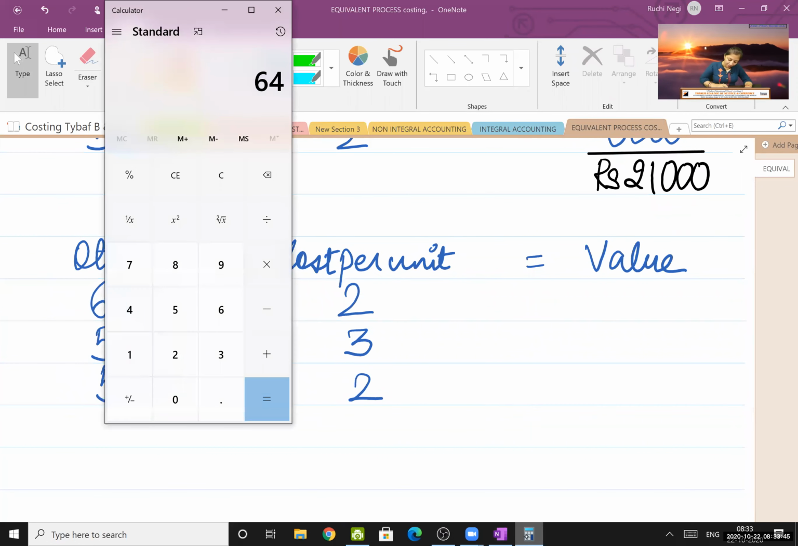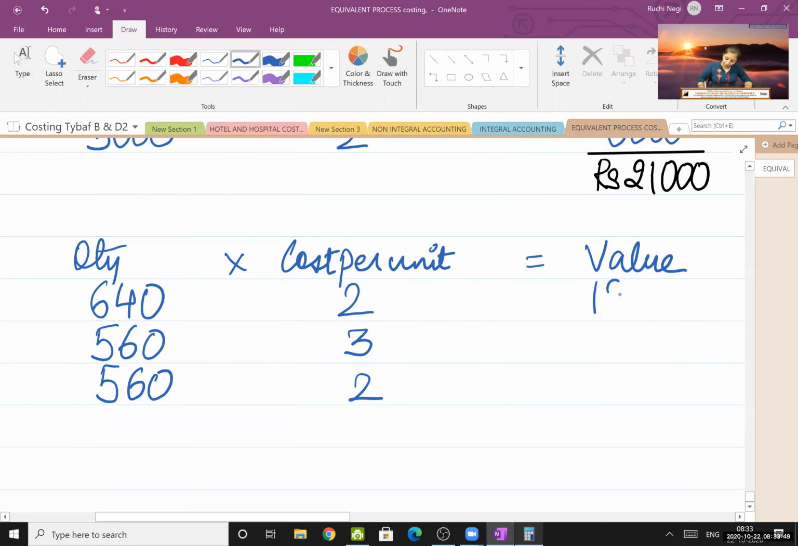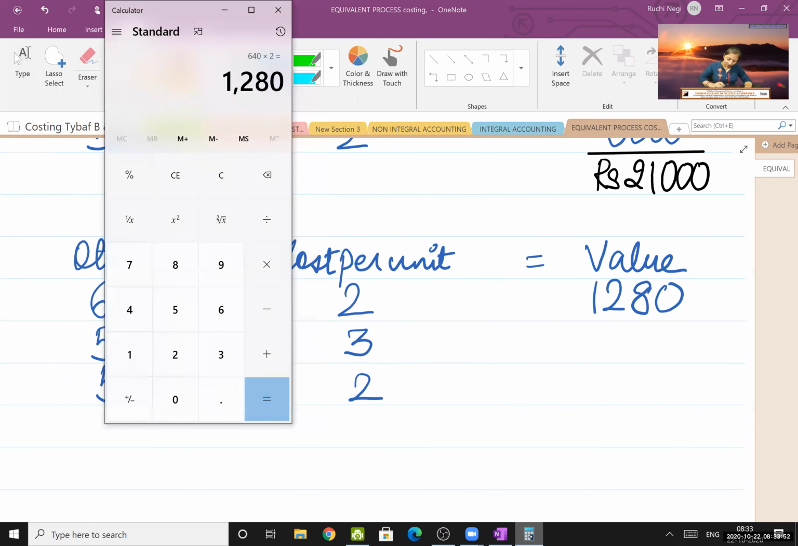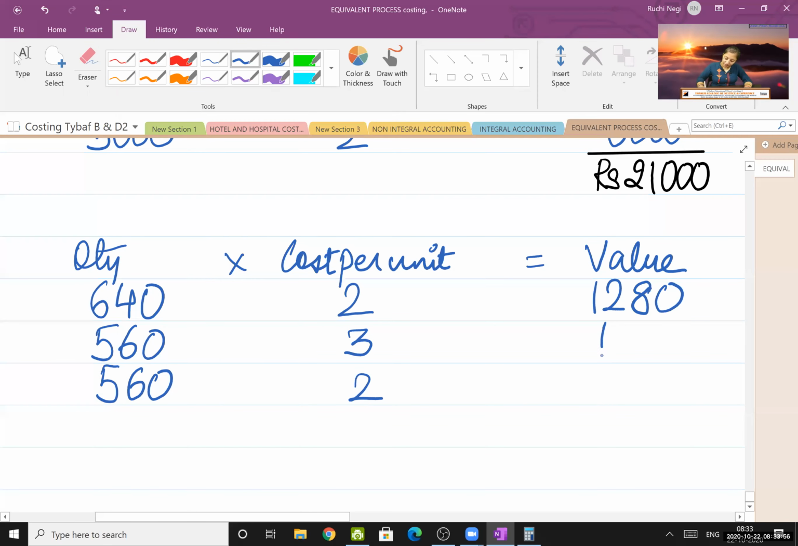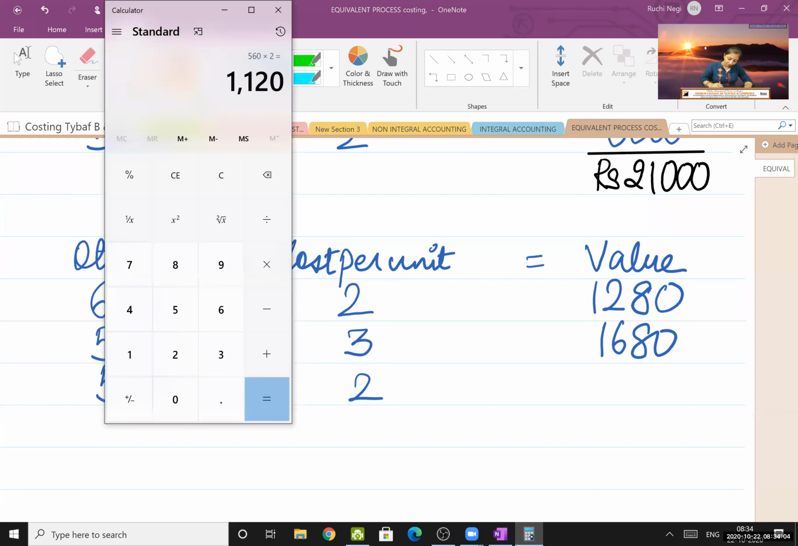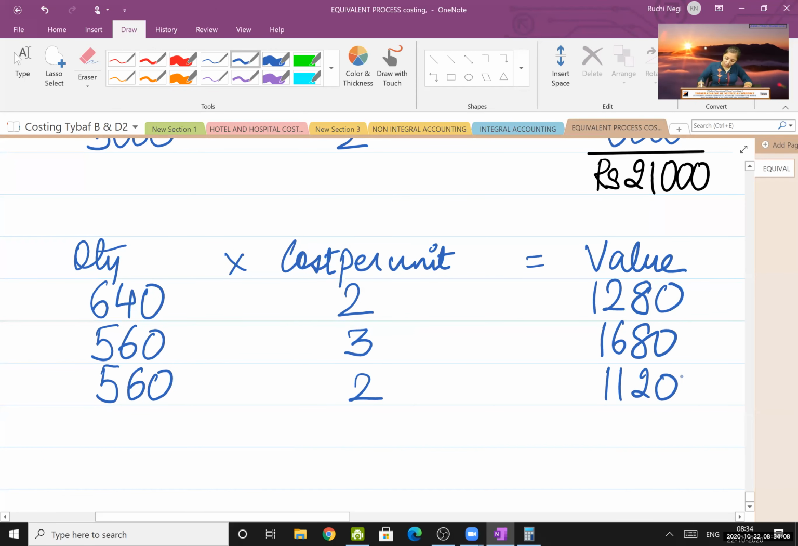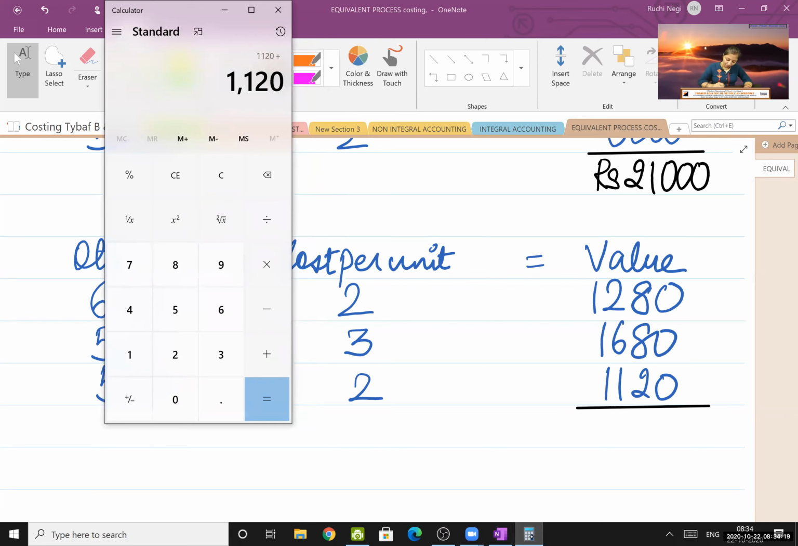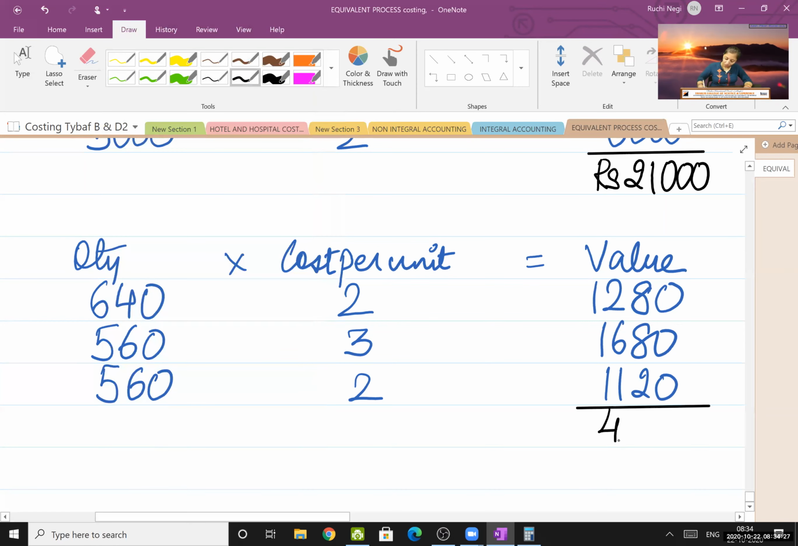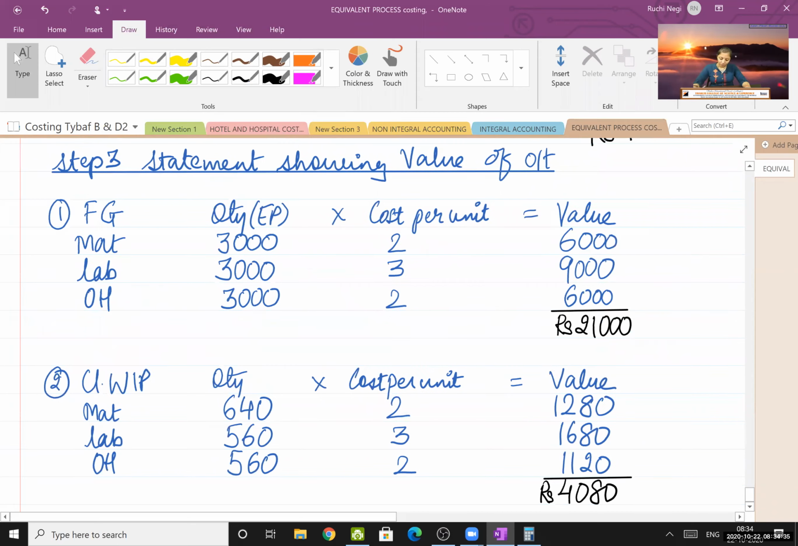It's 640 into 2, 1280, 560 into 3, 1680, 560 into 2, 1120, and then total. 1120 plus 1680 plus 1280, 4080. Is it clear till here? Just acknowledge it in the chat box.